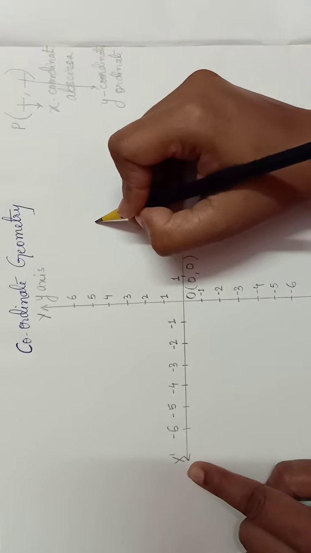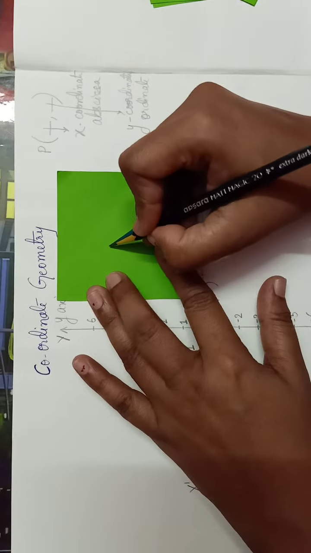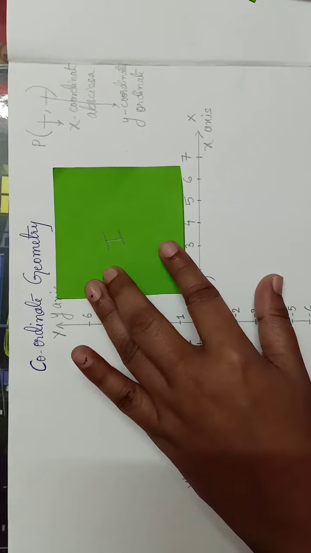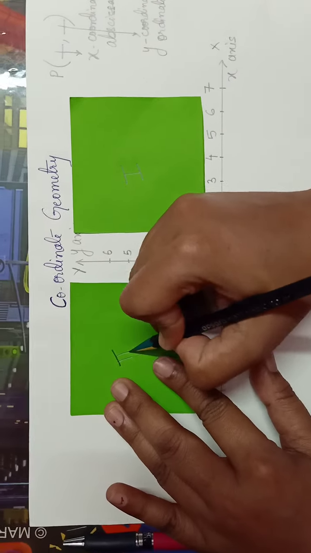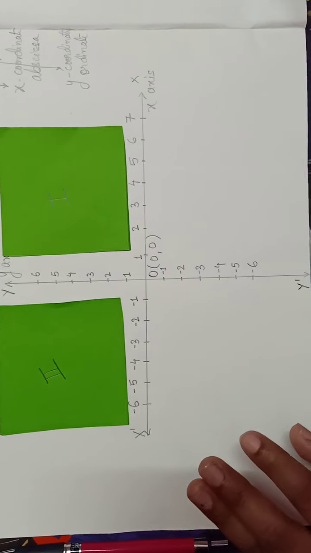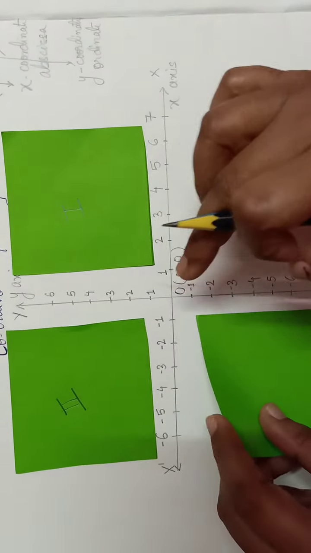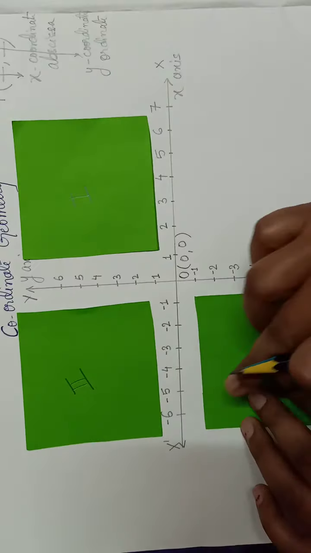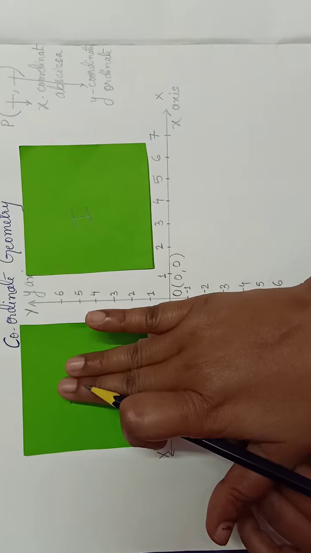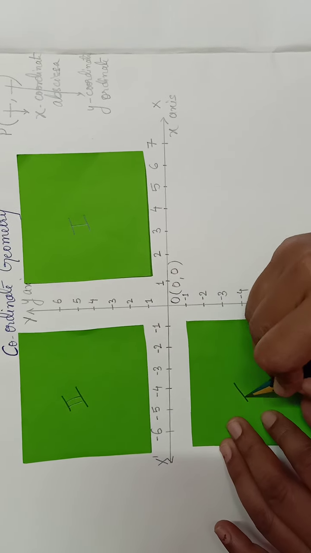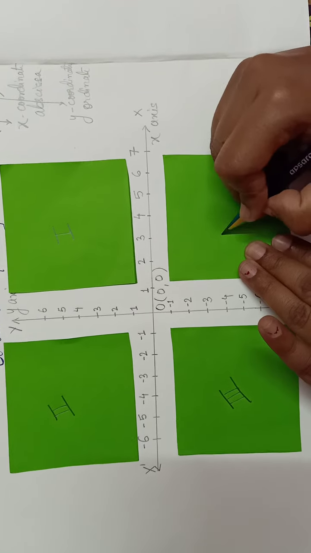Okay. Now, this one is the first quadrant. This one is the second quadrant. Students, please note that we are going anti-clockwise. See, we are going anti-clockwise. Okay. I mark this as first, this as second, this as third, and this one as the fourth quadrant.